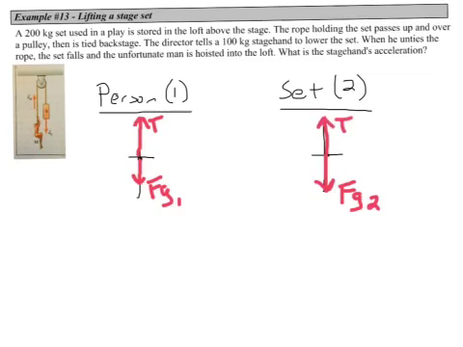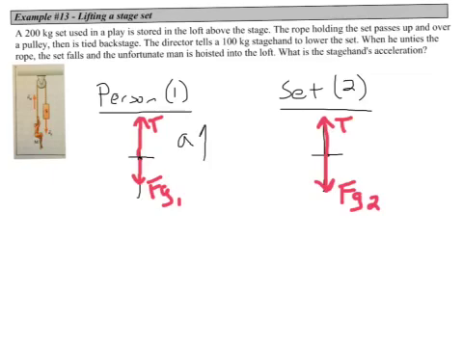Now, there's no difference because we're going to assume that this is a massless and frictionless pulley. We're going to find that the tension is the same at both ends of the rope. So what we have to think about here is the direction of the acceleration. Both objects are going to accelerate at the same rate. They're constrained to accelerate at the same rate. Object 1, though, the person, is going to accelerate upward.